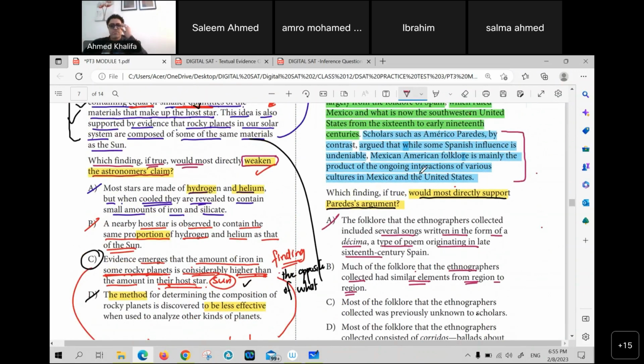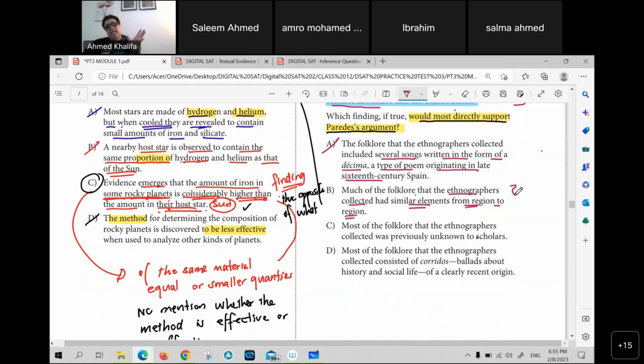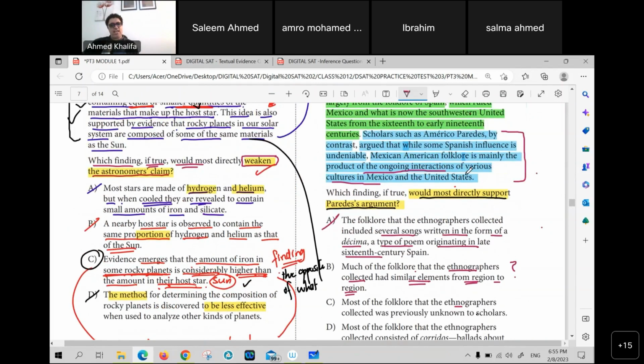I mean, had similar elements from region to region. Then I said what? It is the product of ongoing interactions of various cultures in Mexico and United States. You can go for a question mark, right? Let's go with the question mark. Okay. Most of the folklore that ethnographers collected was previously known to scholars. What does this have to do with ongoing interaction of various cultures, right? It does not support.